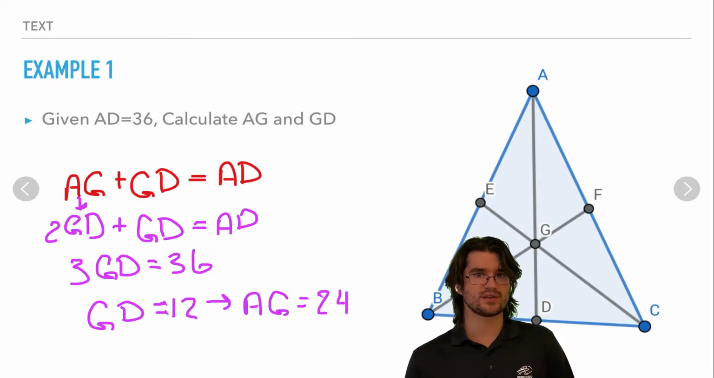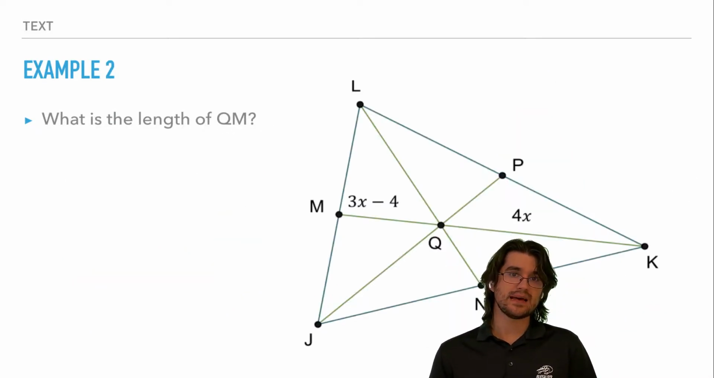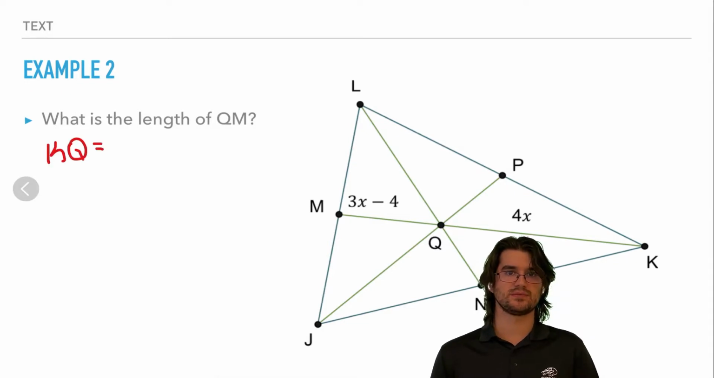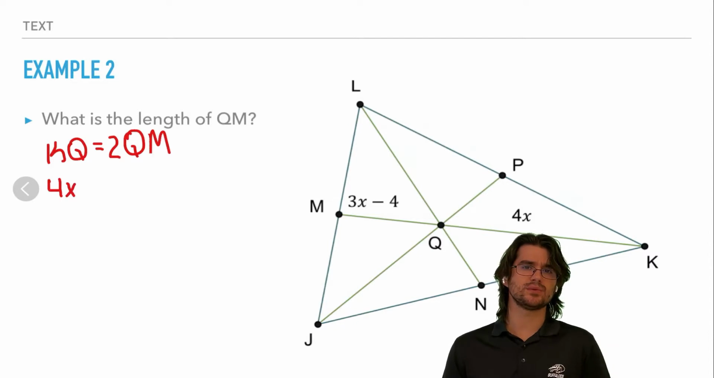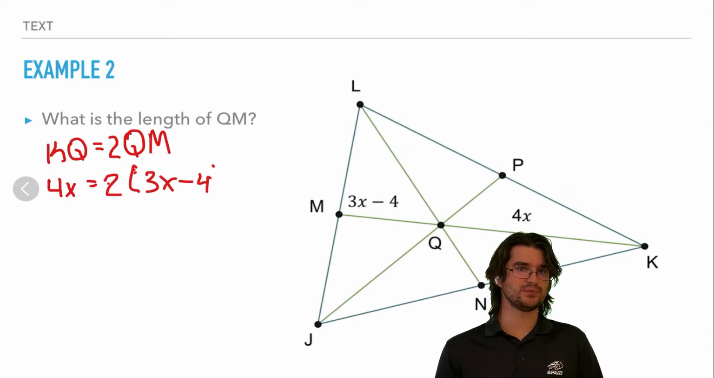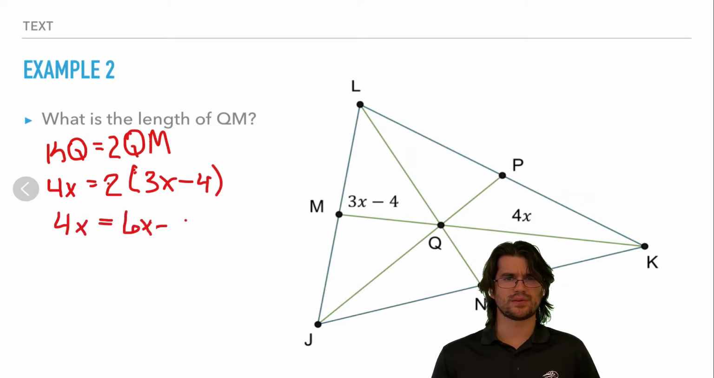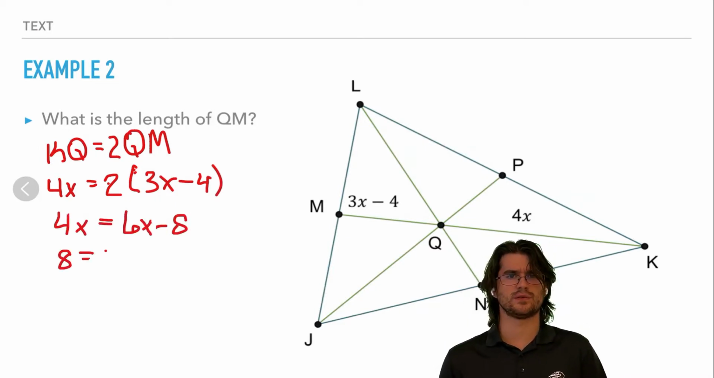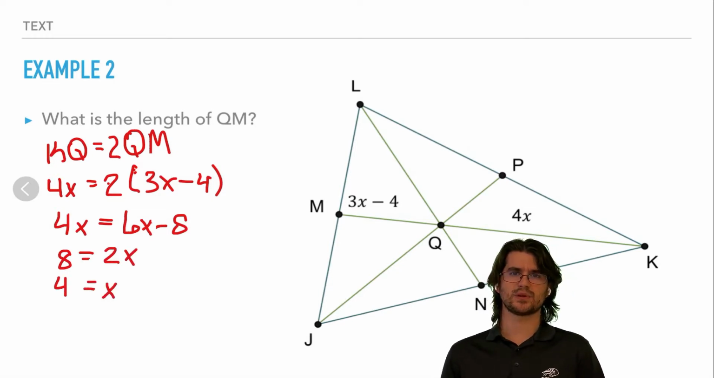Now let's check out another example where we use some algebra. Same idea, that MQ is half of KQ, or KQ is equal to 2 times QM. So what I can do is set up 4x equals 2 times (3x minus 4). I'll distribute the 2, which gives us 4x equals 6x minus 8. If I rearrange some stuff, subtract the 4x over and add the 8, we end up with 2x is equal to 8, and then x is equal to 4.